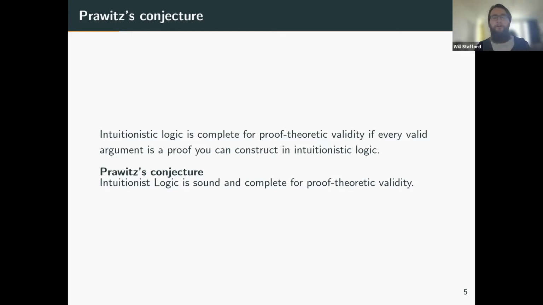Prawitz conjectured that intuitionistic logic was sound and complete for proof-theoretic validity. If this is true, it would suggest that intuitionistic logic is uniquely privileged in being the logic that we get from the meanings of these introduction rules alone. And this certainly makes the idea worthy of further attention.